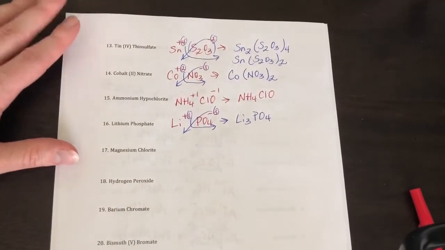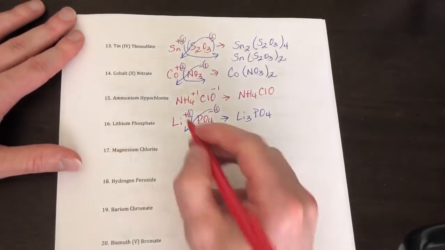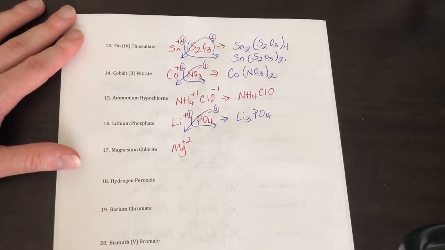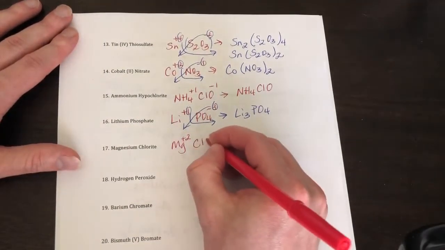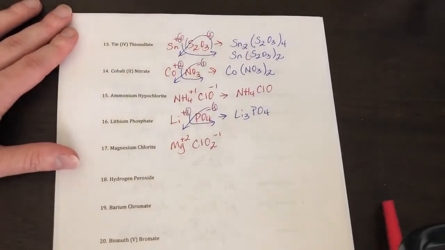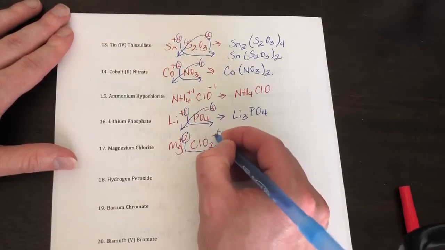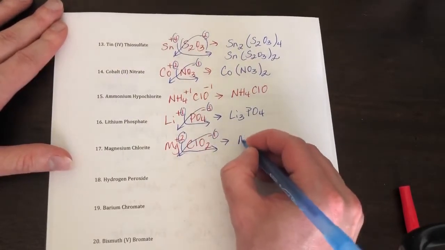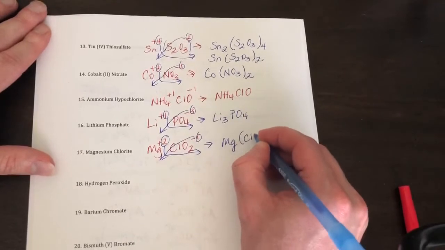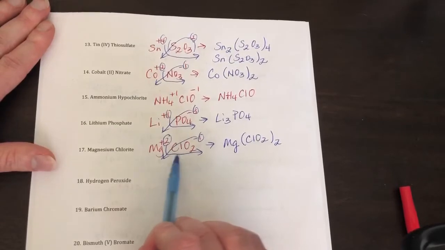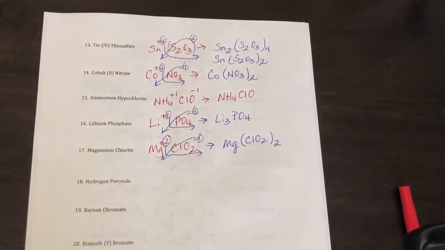Next one, magnesium chlorite. Symbol for magnesium is Mg with a +2 charge. Chlorite is ClO2 with a -1 charge. They're not equal and opposite, so we have to crisscross. So we get Mg(ClO2)2, because I'm bringing a 2 to a polyatomic ion. Remember, a polyatomic ion is any ion that has more than one element in it.